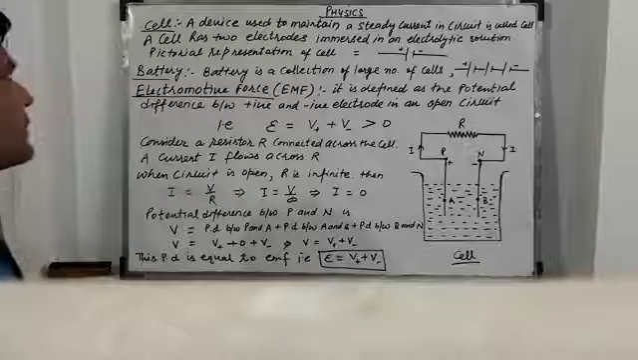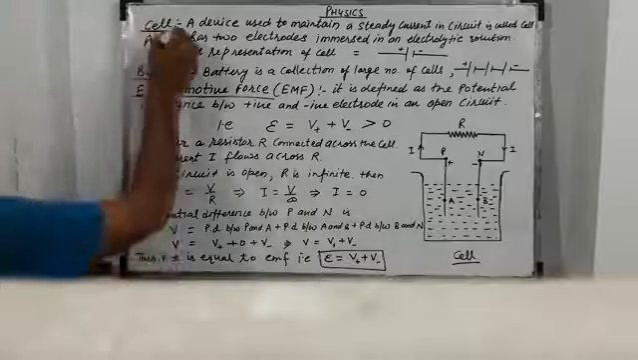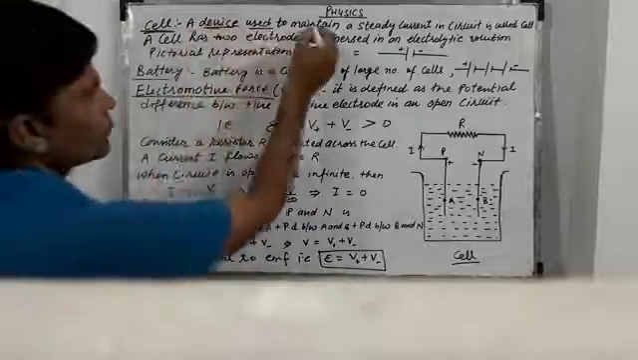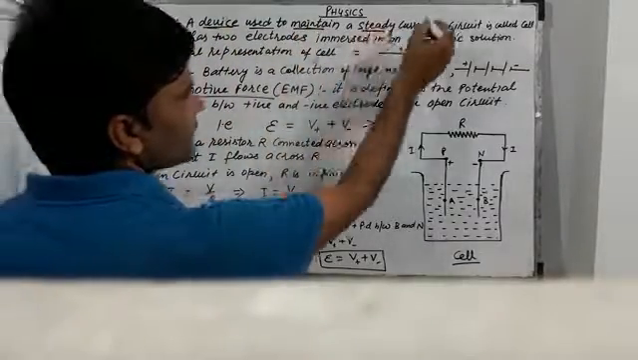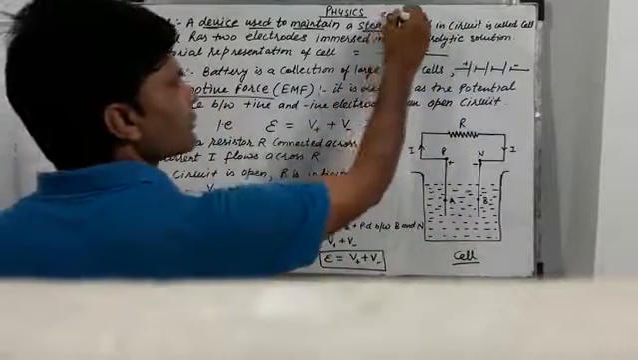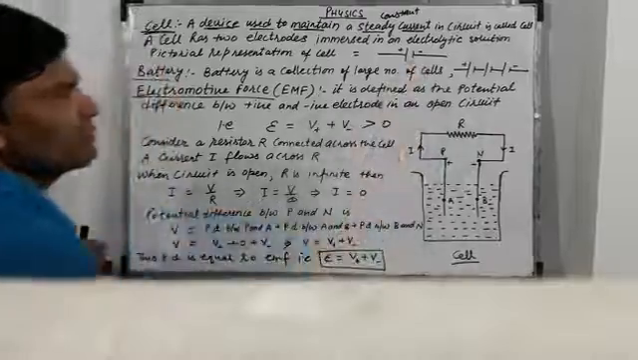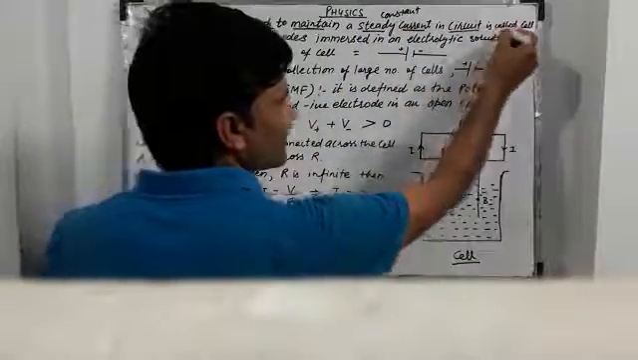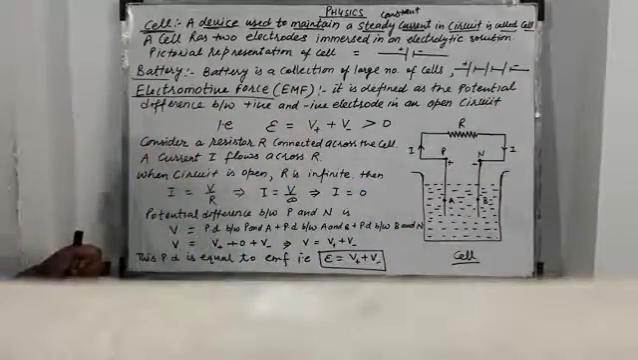Students, today we start from the cell. What is a cell? A cell is a device used to maintain a steady current. Steady means constant. Steady current in a circuit is called a cell.